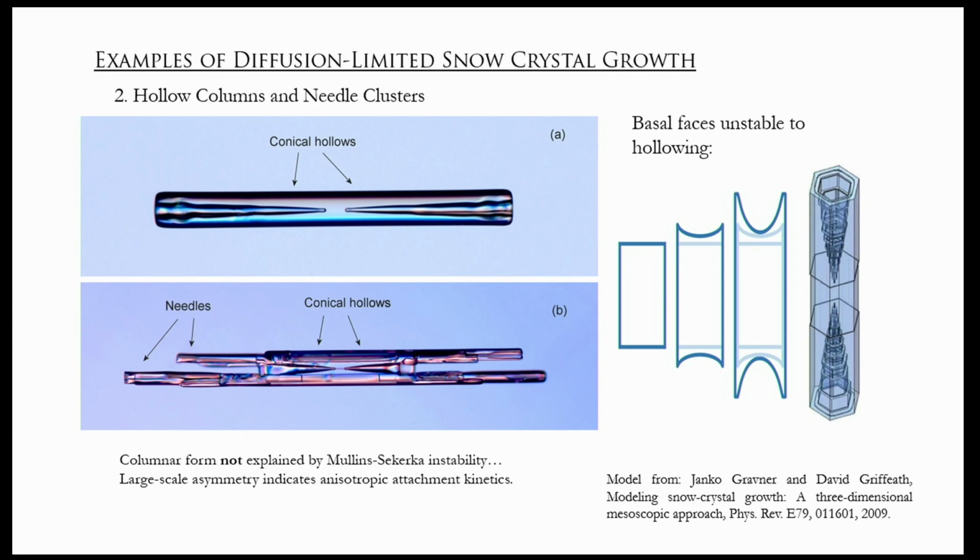Hollow columns, easy to explain. We start out with a column, and the prism facets remain faceted because of attachment kinetics. The basal surfaces have a high alpha, and so they're susceptible to the Mullins-Sekerka instability, and so the edges grow faster, and you get a hollow columnar crystal like that. And here you have a hollow column where the hexagonal tips broke up into dendrites in separate pieces. So all of that you can explain pretty well.